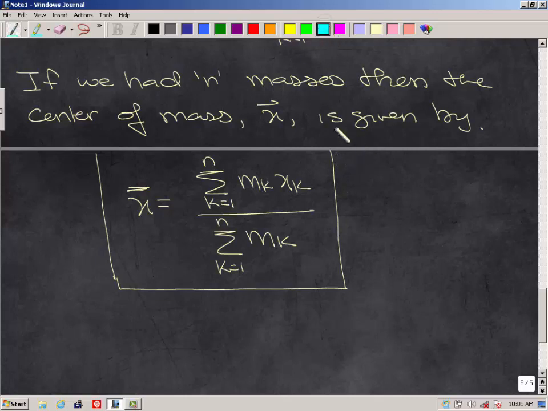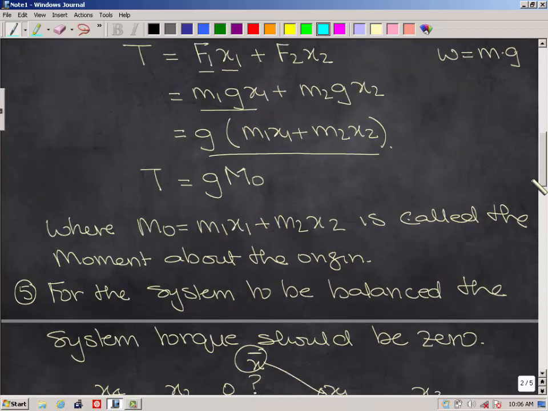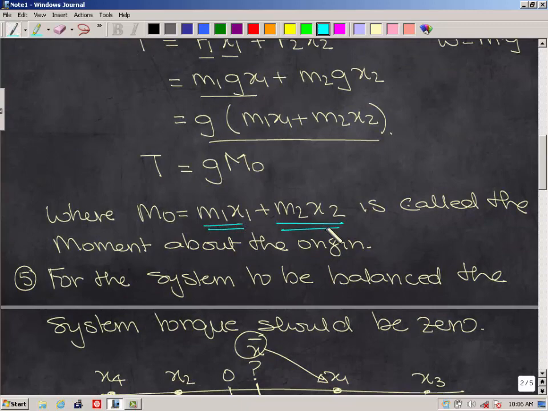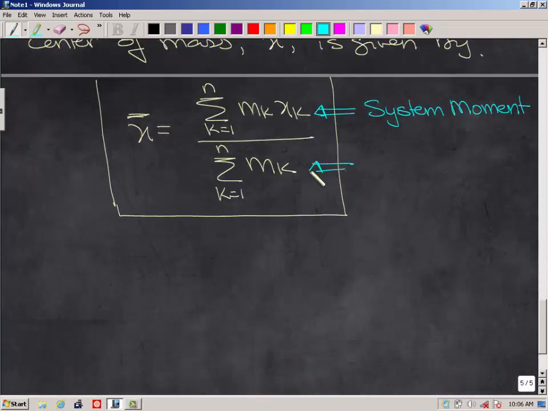If you pay attention here, the top of this formula is basically just the system moment. If you recall, moment was given by mass times distance. Do you guys see that? Mass times distance, so that's the system moment. And this is the system mass, because that's the sum of all the masses of your system. So that is just the system mass. Okay, so let's quickly take a look at an example.